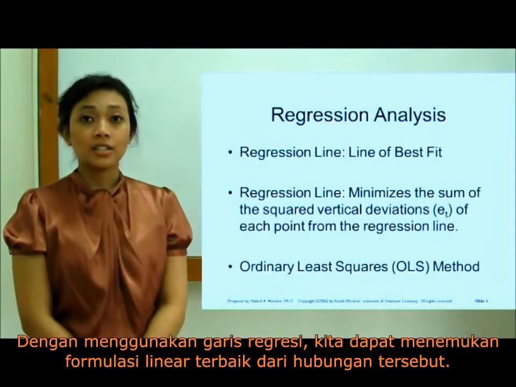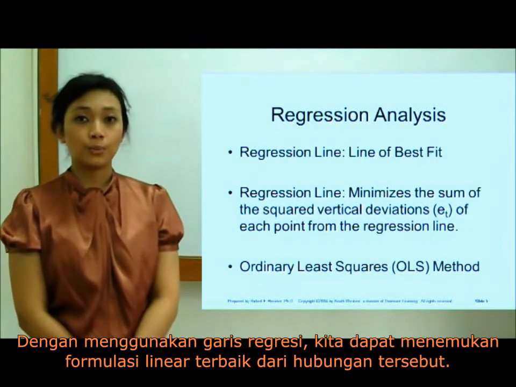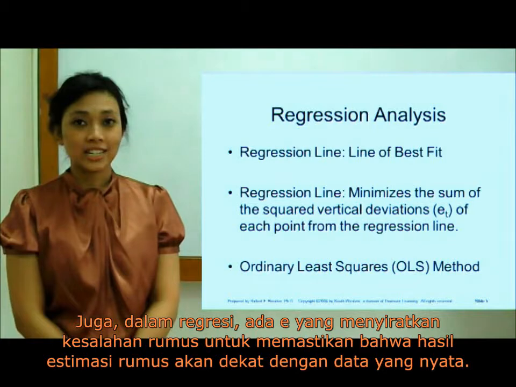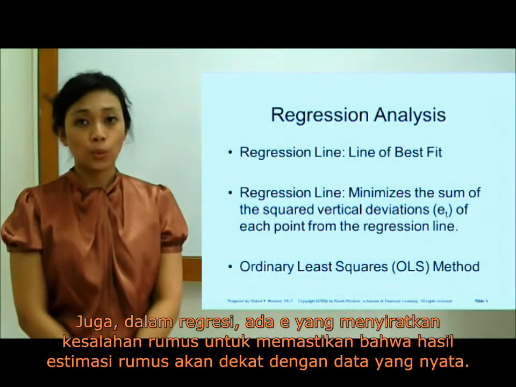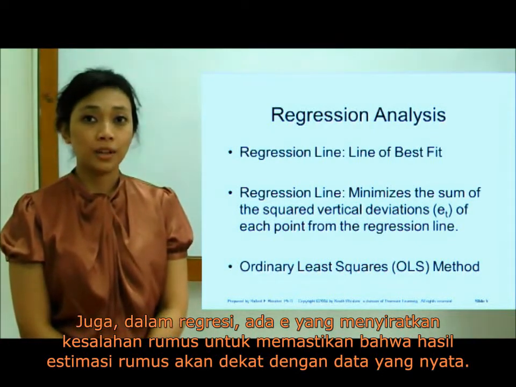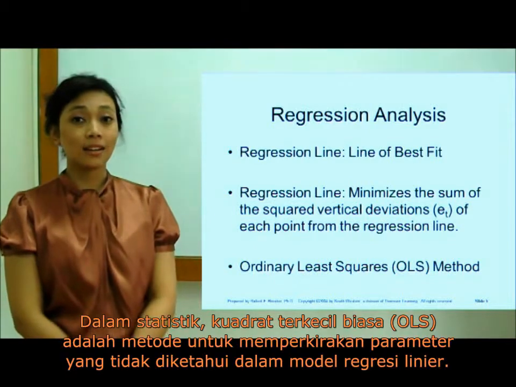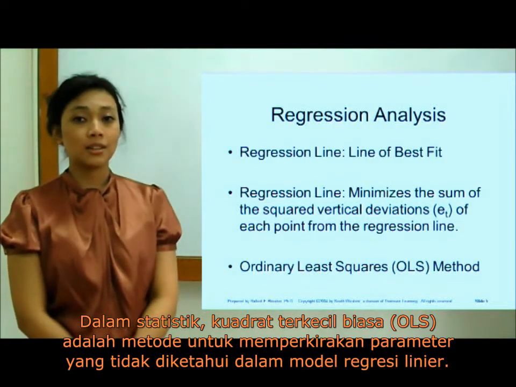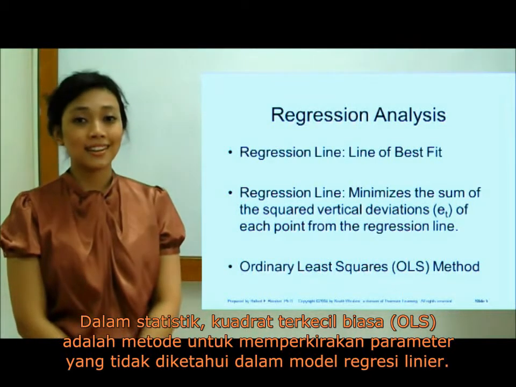By using the regression line, we can find the best linear formulation of the relationship. Also, in regression, there is E, which implies the error of the formula. In statistics, ordinary least squares or OLS is the method for estimating the unknown parameters in a linear regression model.